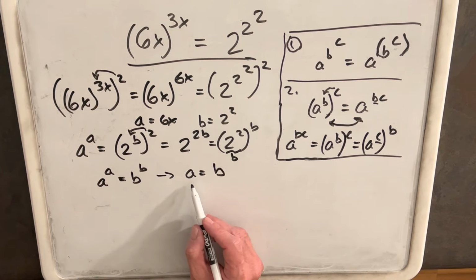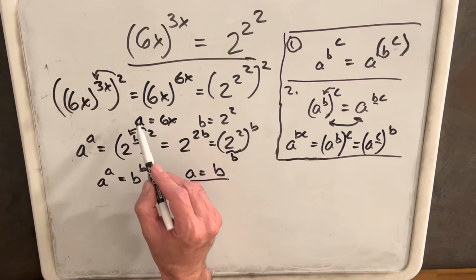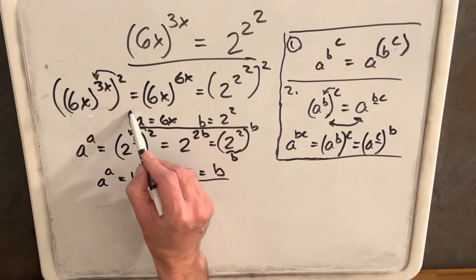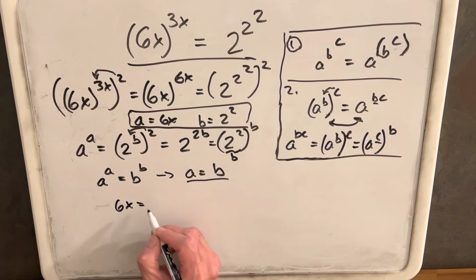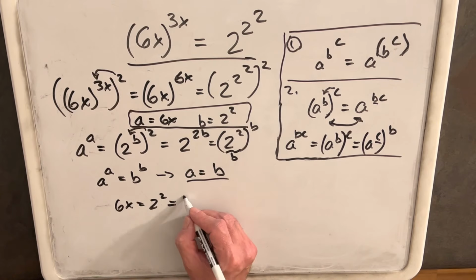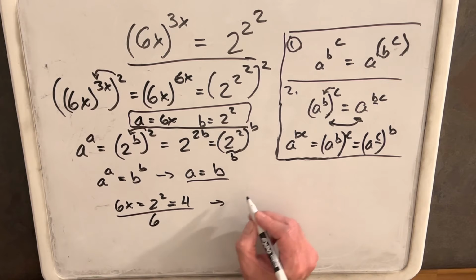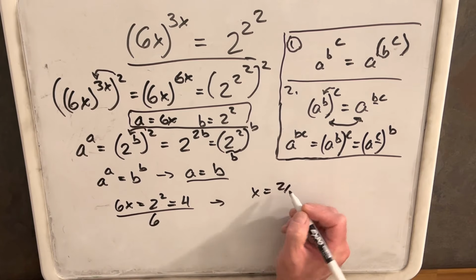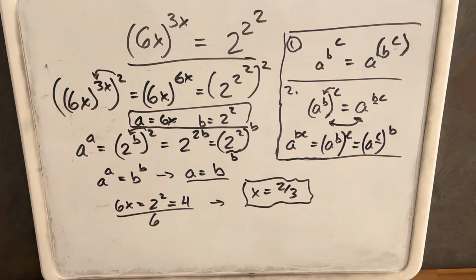Now let's remember what our a and b were, because we want to solve for x, not a. We have our substitution here. So we're saying 6x equals 2^2, but that's just 4. 2^2 is 4. We'll just divide each side by 6, and we end up with x equals 2/3 for our answer.